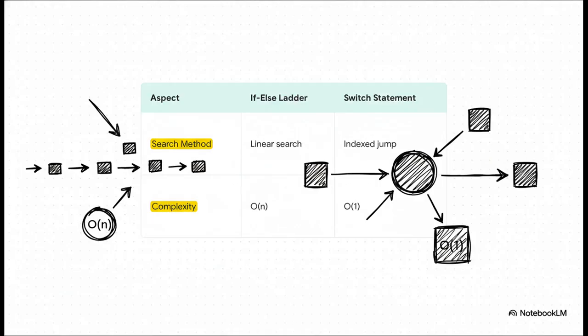Okay, now this is where it gets really interesting. There's a fundamental performance gap here, and we can talk about it using a little computer science concept called time complexity. The if-else ladder, it's basically a linear search. It checks condition 1, then 2, then 3, so the more else-ifs you add, the slower it can get.